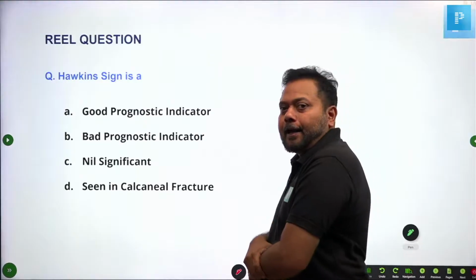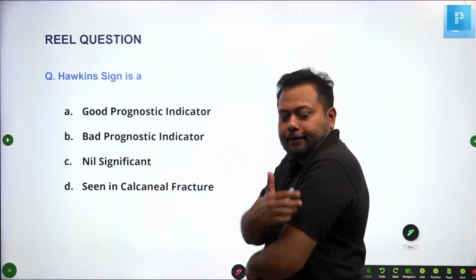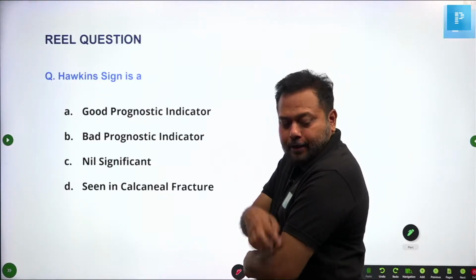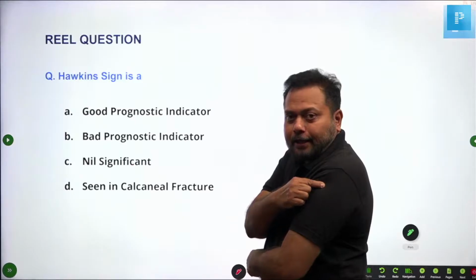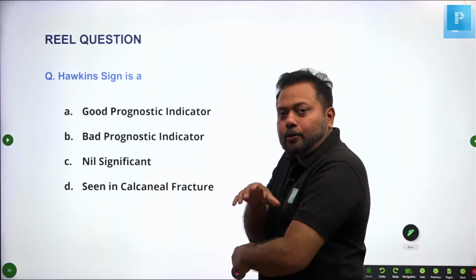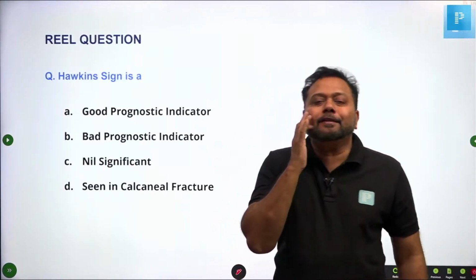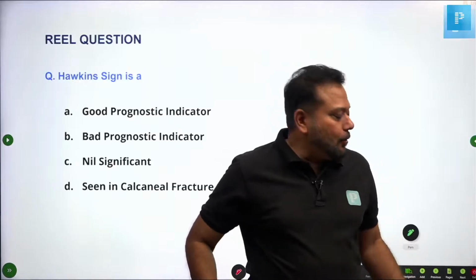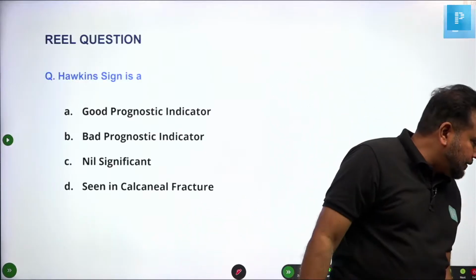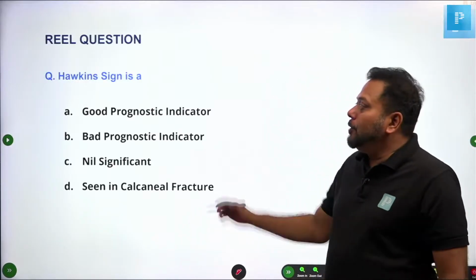In sulcus sign, make the patient stand laterally like this. You be here, give traction. You will see a sulcus will come when you give traction. When you relieve, that will go away. So that is seen in recurrent shoulder dislocation. Thank you for reminding me. Thank you, Varshan. We'll move on to the next thing.